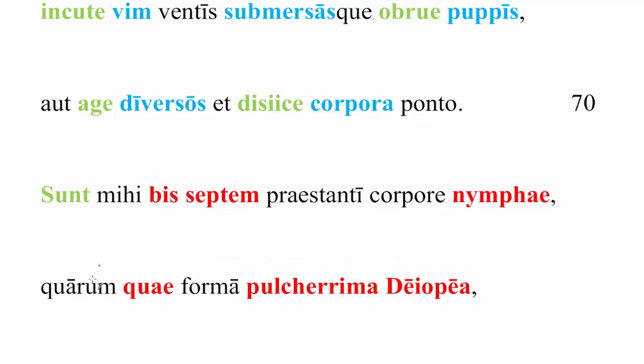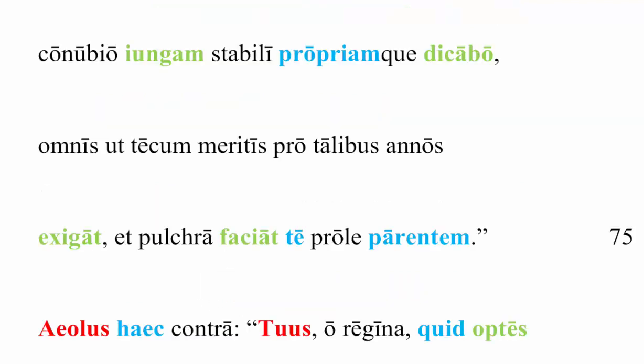All right, of whom this one, Deopeia, is pulcherrima forma, most lovely with respect to. This is an ablative of respect because pulcherrima needs it. She is most lovely in her beauty, or with respect to her beauty.